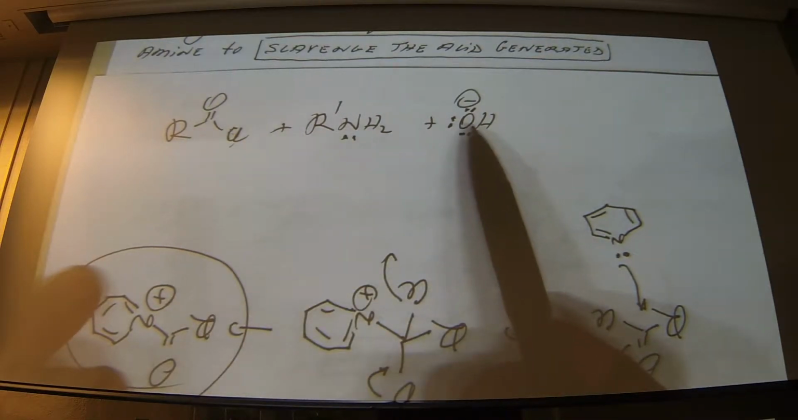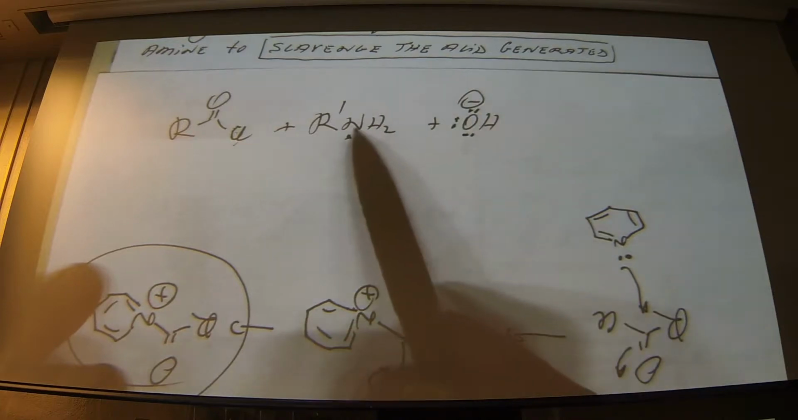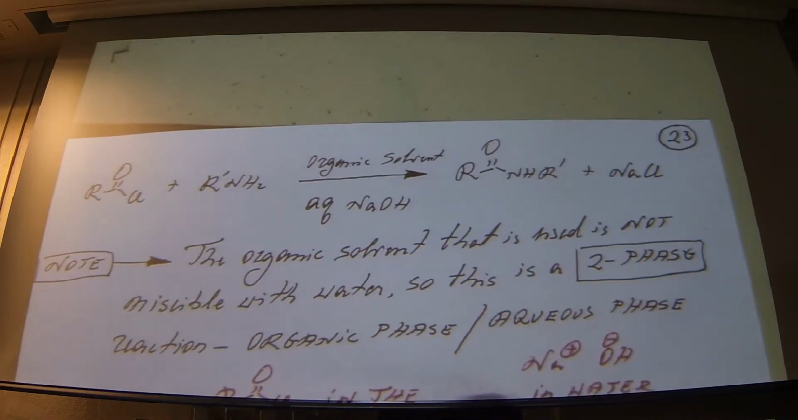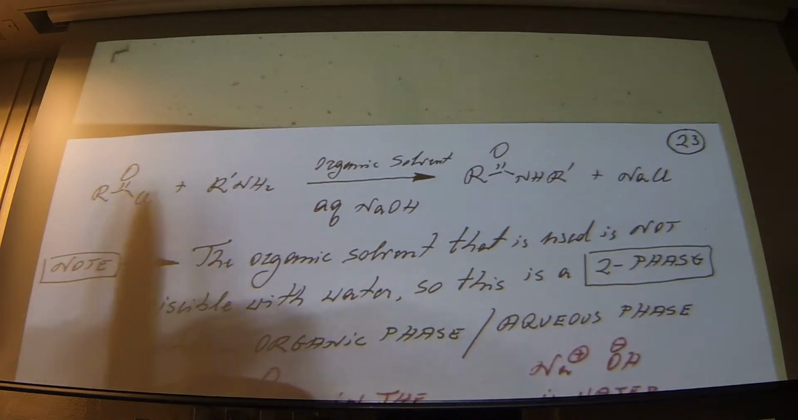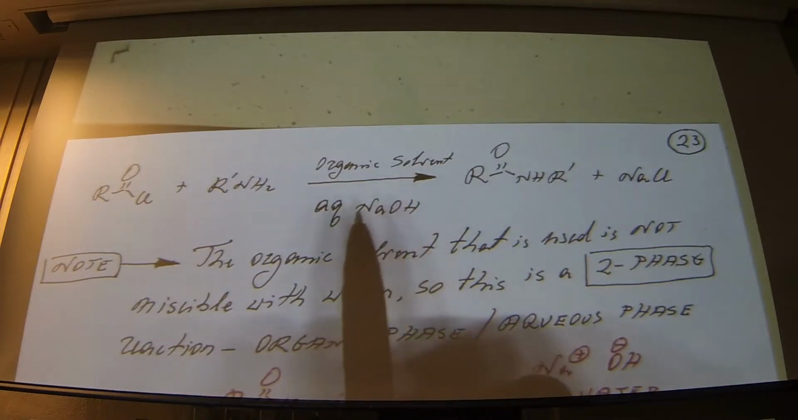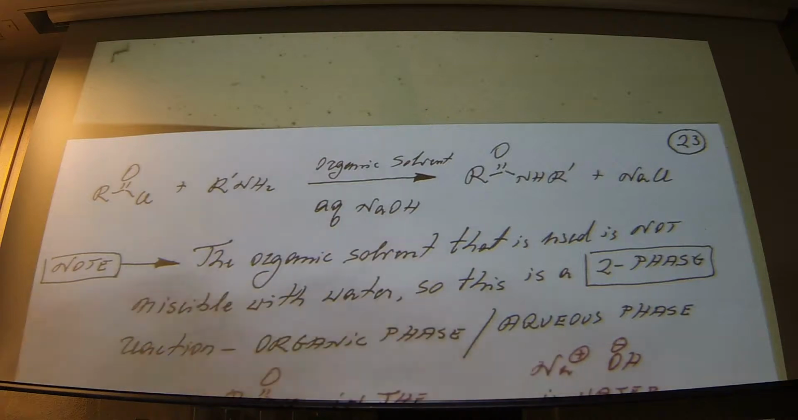Because hydroxide is reactive, it's got a negative charge, more reactive than that. So how does this work? It actually does work, but it works under special conditions. And you'll see how this works, because you do it in two phases. So you take the acid chloride, the amine, and then you have an organic solvent that doesn't dissolve in water, and aqueous sodium hydroxide.